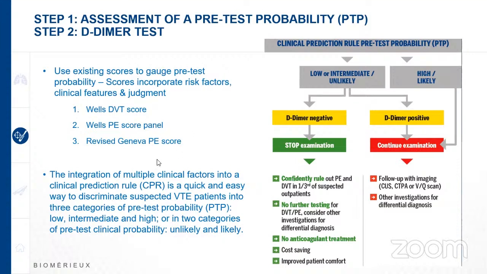So again, you can see here we are integrating a clinical score and a laboratory test, in this case a D-dimer, which is then helping us have a quick and easy way to discriminate suspected VTE patients. And then you're able to categorize them into those groups and decide who really needs the D-dimer test. And if your D-dimer is negative, then you can confidently rule out the PE in the patient. So I'll stop there just to see that we're still together.